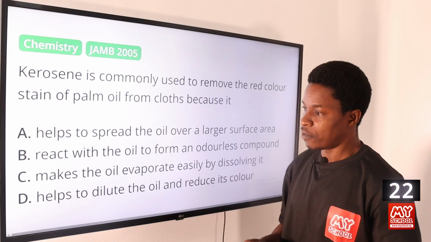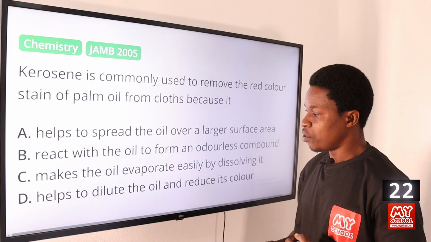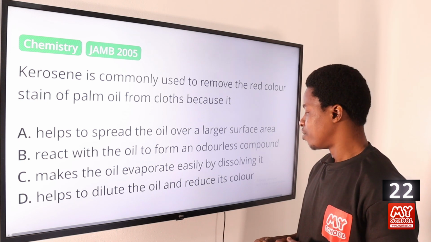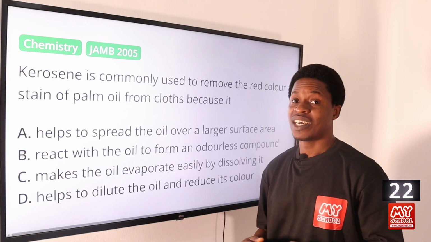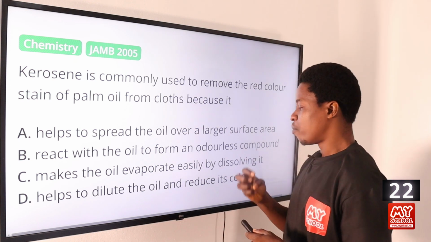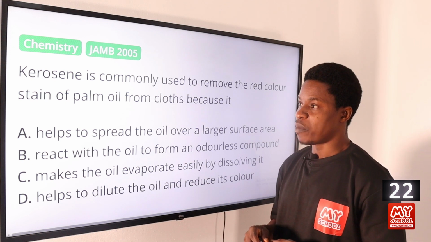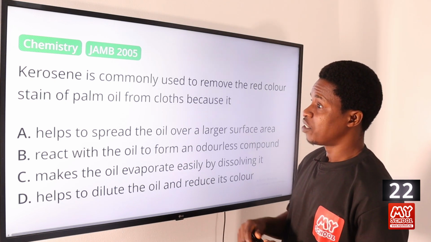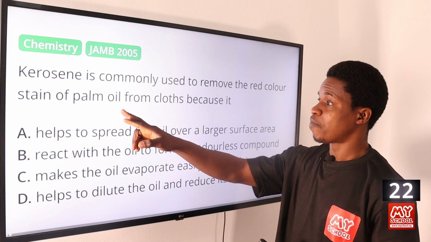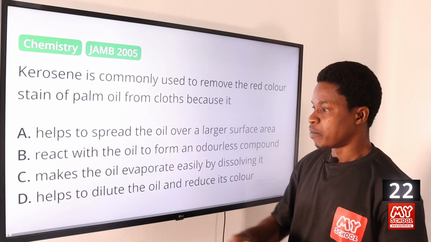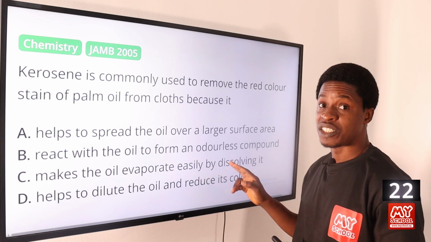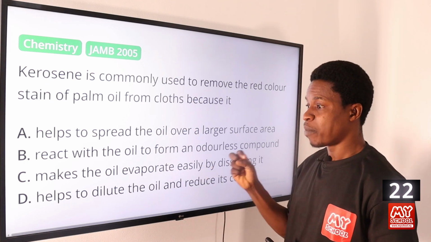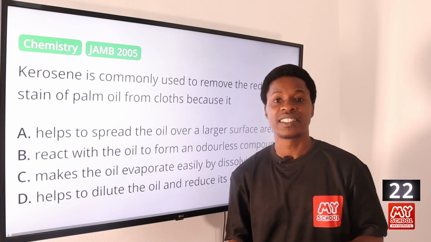But let's look at option D first. Option D says it helps to dilute the oil and reduce its color. If it dilutes the oil, we're still going to have the stain there, okay? The concentration might be reduced, but it doesn't remove it. So it has the tendency to remove the red color stains of palm oil from clothes because it makes the oil evaporate easily by dissolving it, because it's a solvent, okay? That is why it has the power to do that. So the correct answer is option C.